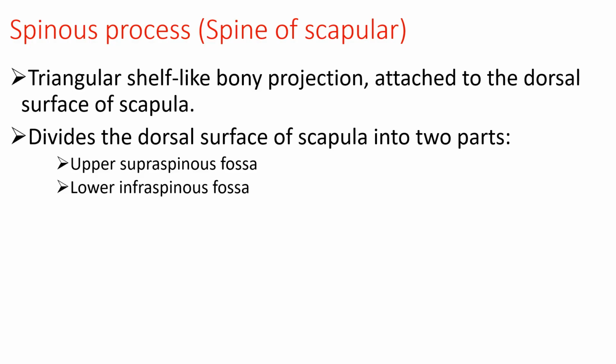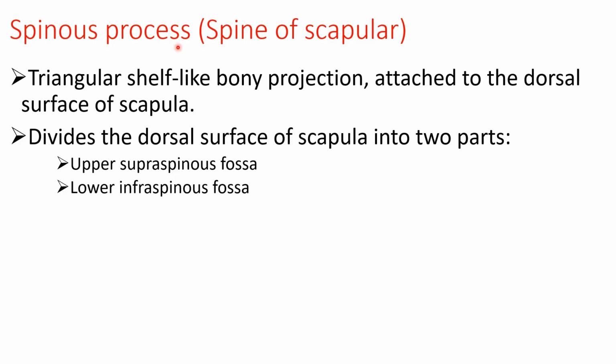Then the spinous process or the spine of the scapula. These are triangular shelf-like bony projections that are attached to the dorsal surface of the scapula. So it divides the scapula into two parts. The upper, which is the supraspinous fossa, which provides attachment for the supraspinatus muscle, and then the lower infraspinous fossa, which provides surface for the attachment of the infraspinatus muscle.